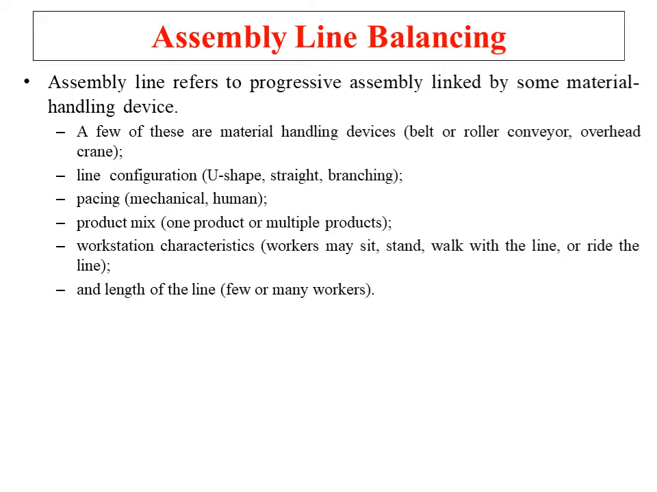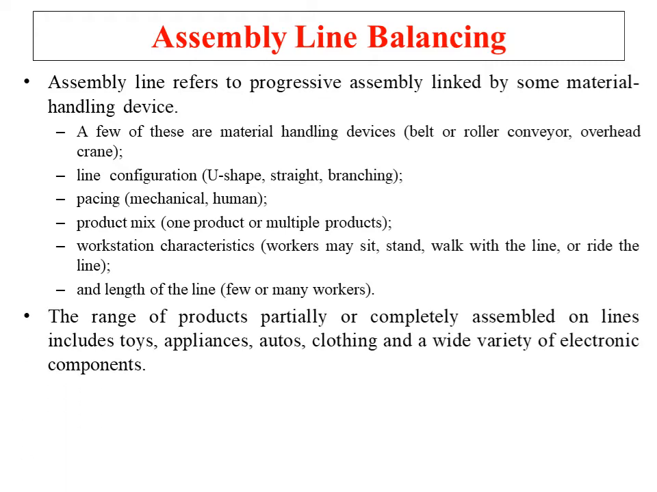Then the next thing is pacing. It may be automated pacing or manual pacing, or we can say it is the speed. The next one is the product mix. It may be multiple products or one product, and so on. The next thing is workstation characteristics. Workers may sit, stand, walk with the line, or ride with the line. Another thing is the length of the line. It may have few or many workers.